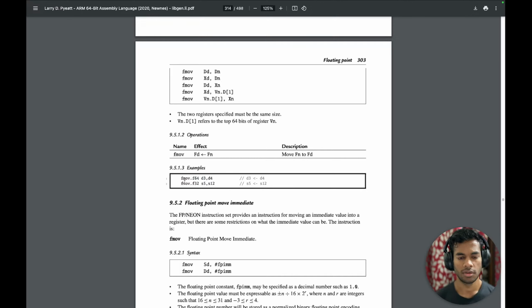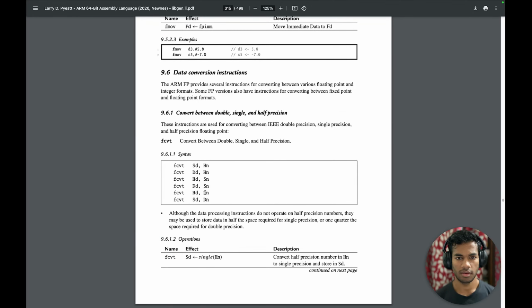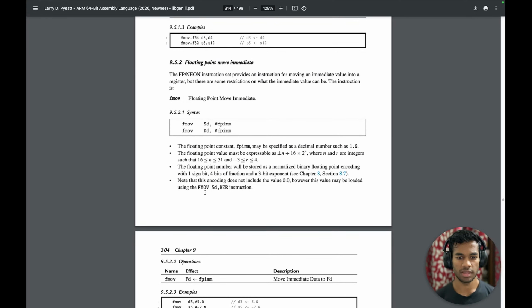What the heck is this? F move dot F64 dot F 63. What is all that?